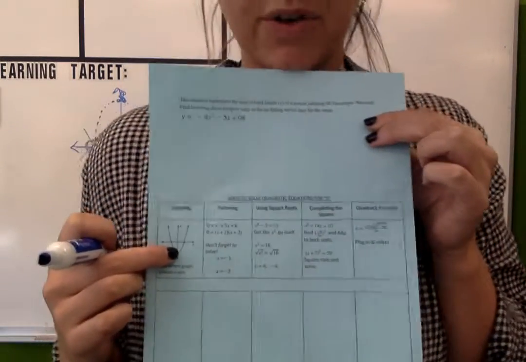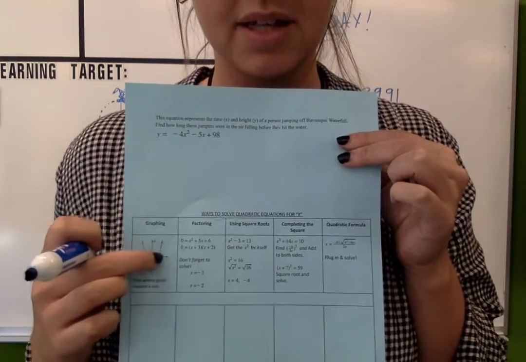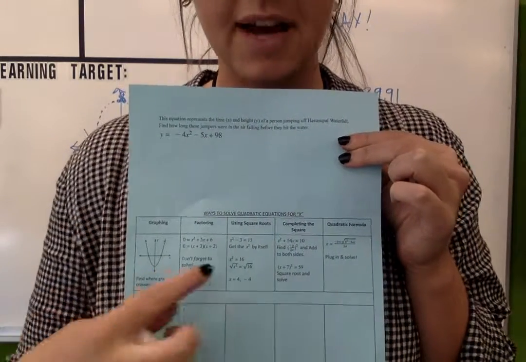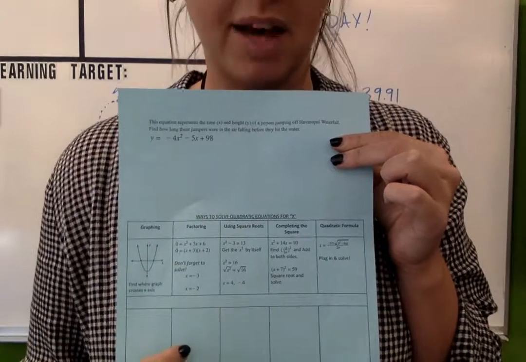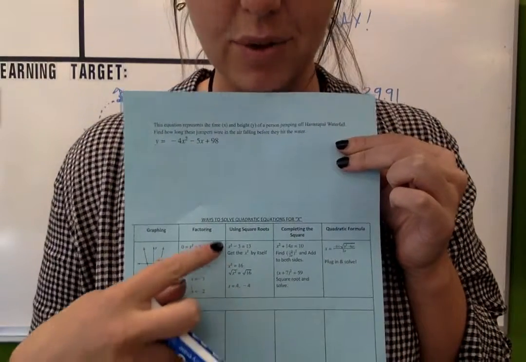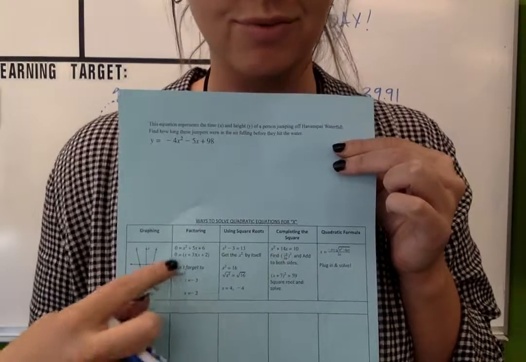Graphing, you guys know you're only going to graph when I give you a graph. So super easy, you just find this point and this point where they cross. Factoring's the second easiest one. We love that one. Factor always. If you can factor, do it. It's really quick and easy.